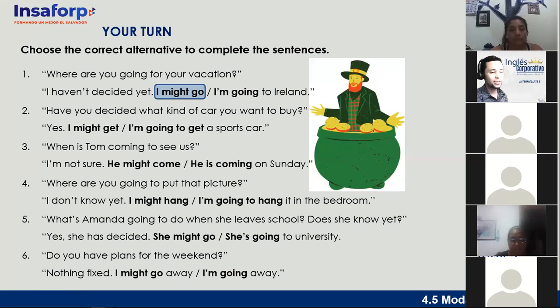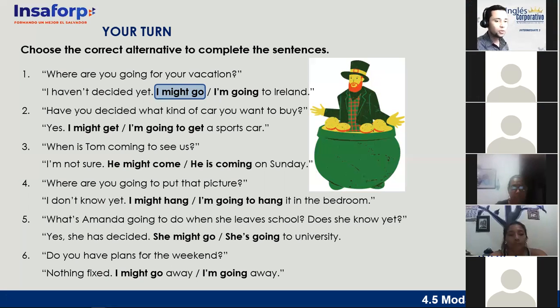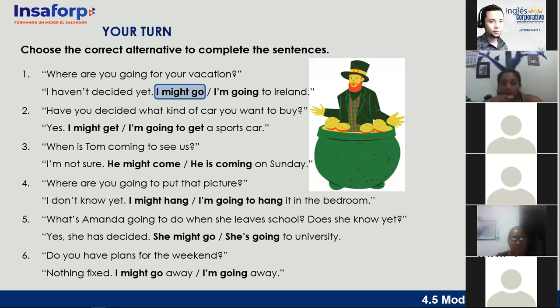Number two, need a volunteer, please. Jessica, have you decided what kind of car you want to buy? Yes, I'm going to get a sport car. Correct. Very good. In this case, Jessica said, I am going to get, because she is sure about this. This is not a possibility. She is sure. Have you decided? She said, yes. Thank you, Jessica.